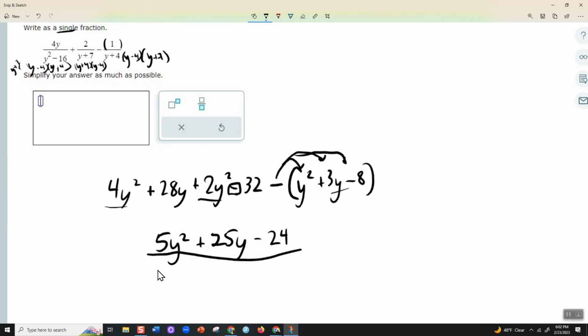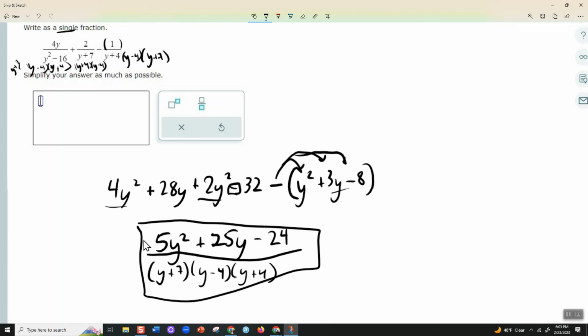Then on the bottom, I'm going to list them all separately. Y plus 7, y minus 4. You could multiply them all together, but that's extra work I don't want to do, and I don't think you want to do either. There's our nice, simplified answer.